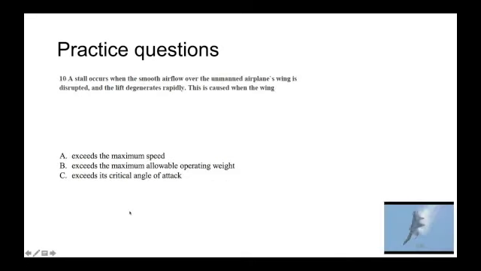A stall occurs when smooth airflow over the unmanned airplane wings is disrupted and the lift degenerates rapidly. This is caused when the wing does what? Exceeds maximum speed, exceeds maximum allowable operating weight, or exceeds the critical angle of attack.